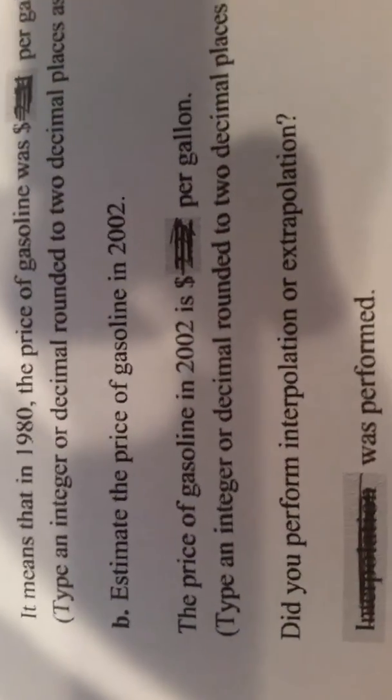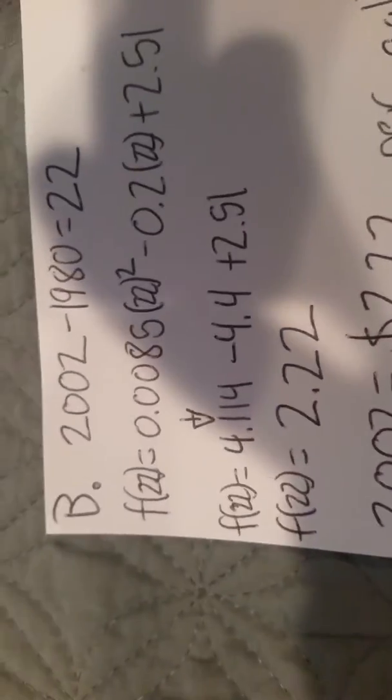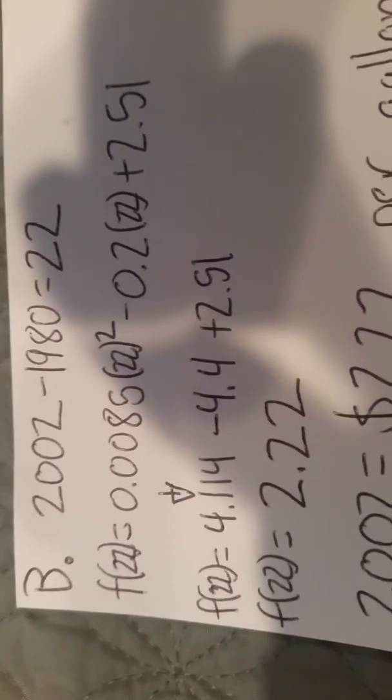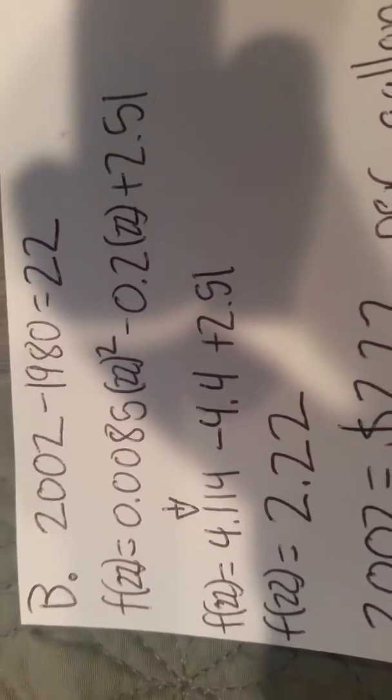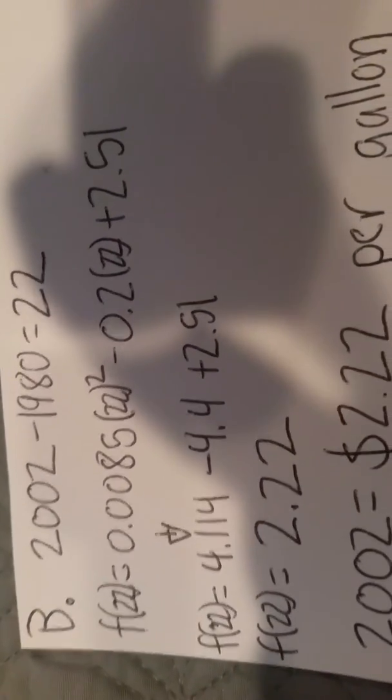So part B is to estimate the price of gasoline for 2002. This one's a little bit different. Instead of 0, they gave you a date. The starting date from the original question is 1980. So you would subtract 1980 from 2002, which equals 22. So you would plug in 22 for T.